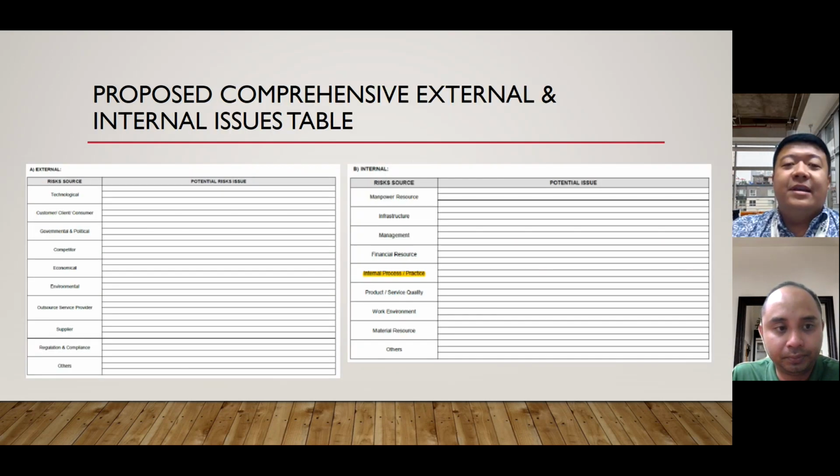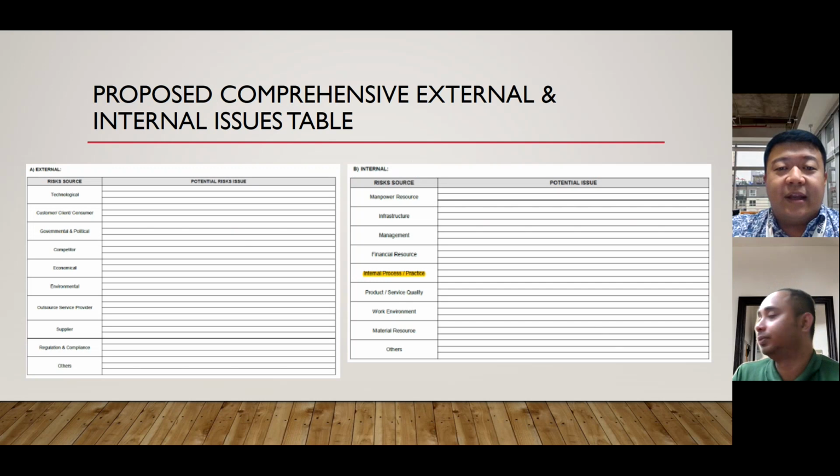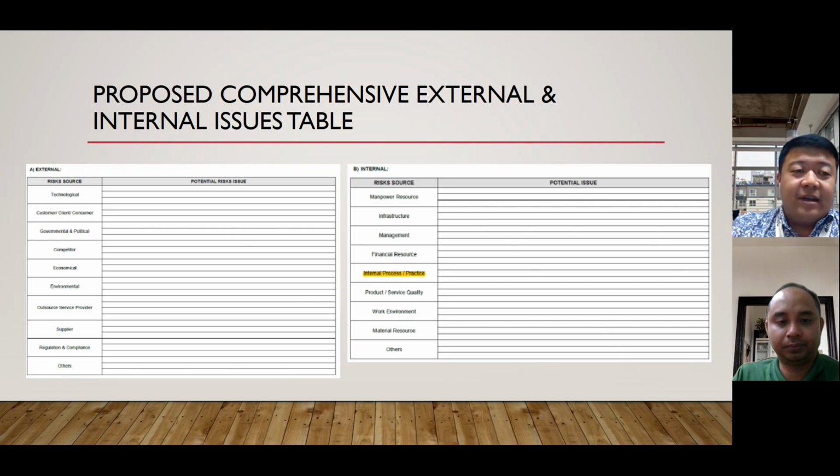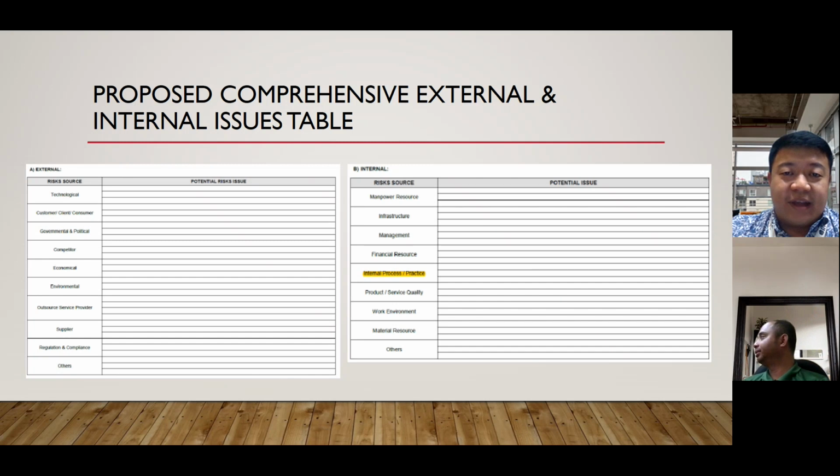Okay, so this is an example of a table that your organization can use. So basically, it's more organized. And then I have highlighted the internal process practice that can be included in the internal risk.